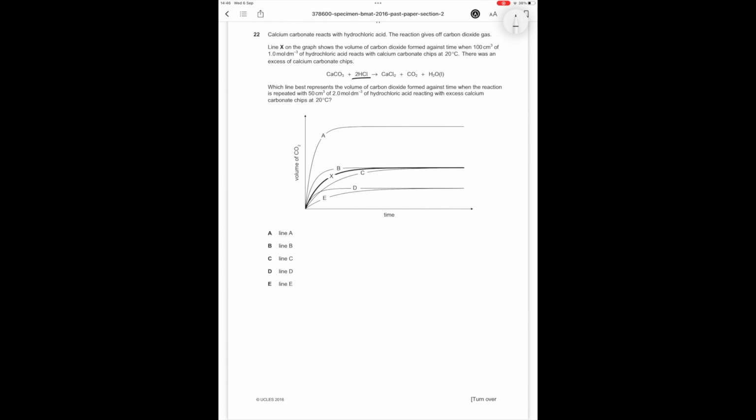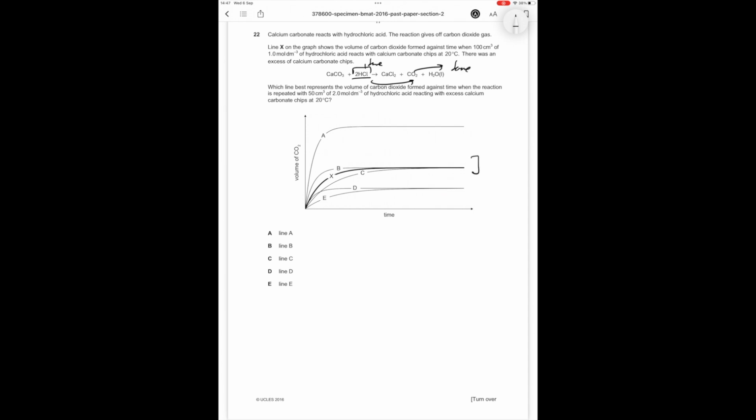Initially, we have 100 cm³ of 1 mol/dm³ hydrochloric acid. Working by proportions, we now have half the volume but double the concentration. So therefore, the number of moles of this is the same. So the amount of carbon dioxide formed is also going to be the same. So it's either B or C.